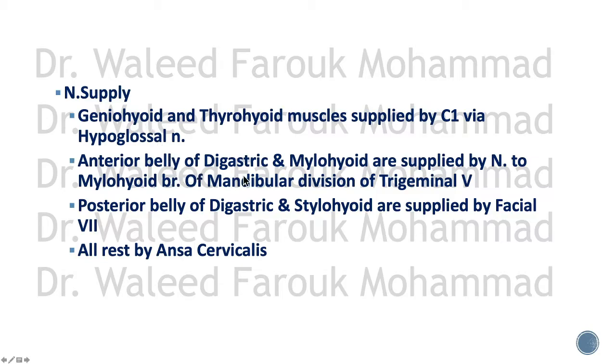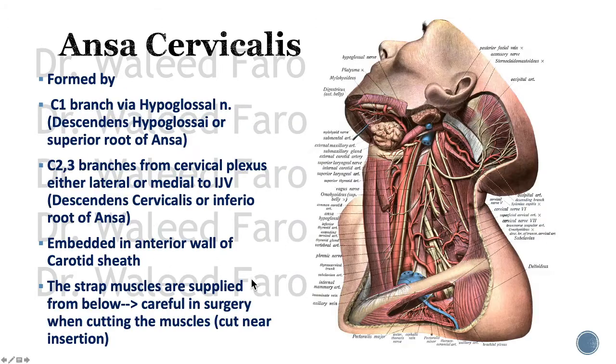The anterior belly of digastric and the mylohyoid are supplied by the nerve to mylohyoid from the trigeminal. Posterior belly of digastric and stylohyoid by the facial. All the rest from the ansa cervicalis. Ansa means loop, the cervical ansa. Its root value is C1, 2, 3. C1, the one we talked about that joined the hypoglossal nerve.